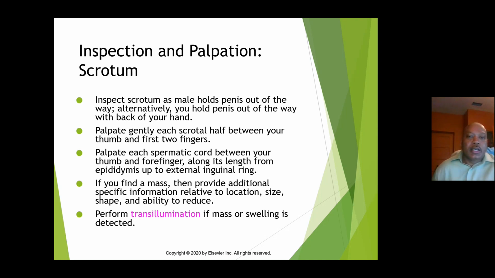Now, the testes should feel normal. They're normally oval, firm, also rubbery, as well as smooth, and equal bilaterally. They're freely movable as well, and they are slightly tender to moderate pressure. So we have to really be careful about how much we're palpating the area. Each epididymis normally feels discrete. It's softer than the testes, smooth and also non-tender.